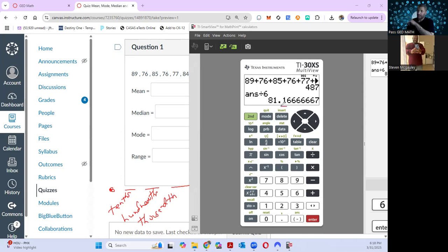Gotta know your place value, or you're gonna have troubles. So that one is in the tenths place. We look to the right. Is that 5 or above? Yes, 6 is 5 or above. So then your one goes up by one. When you round this off to the nearest tenth, it will be 81.2. Understand that? Okay, good.